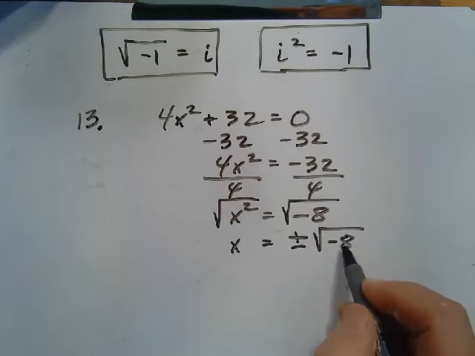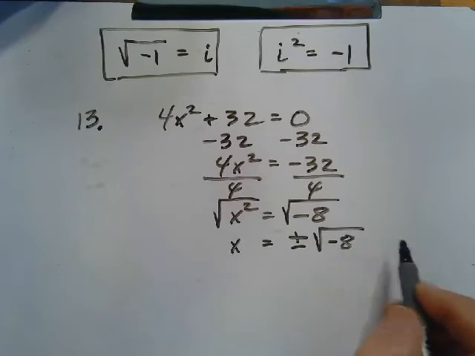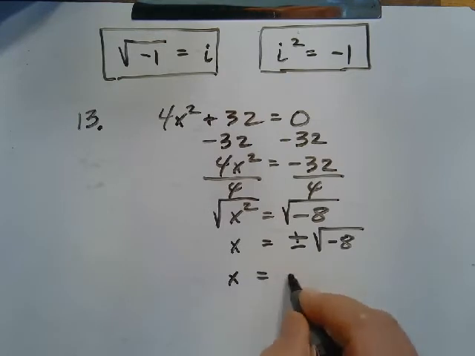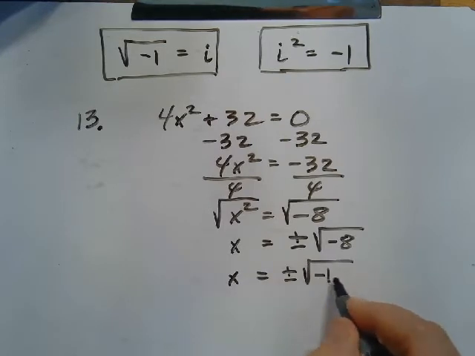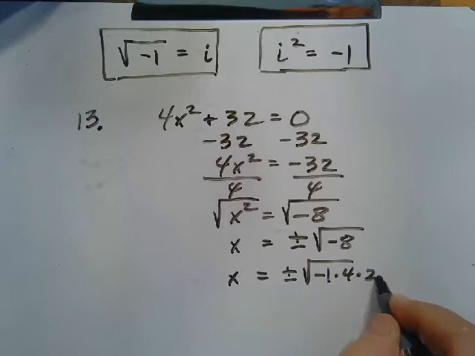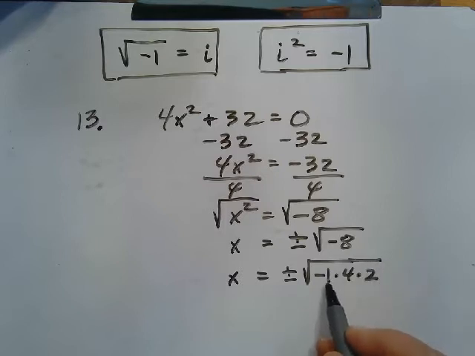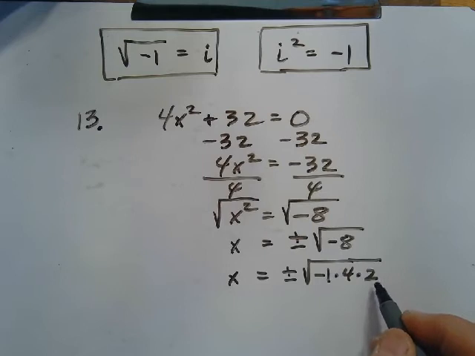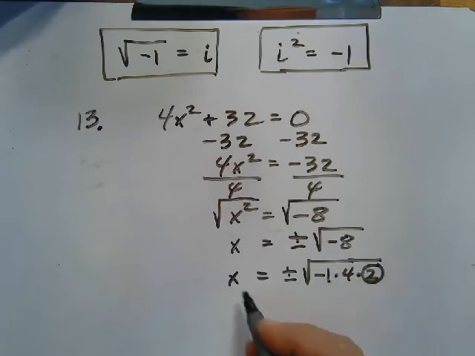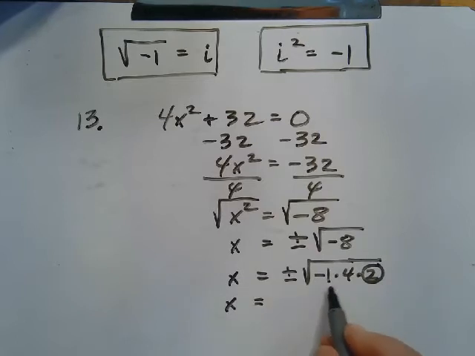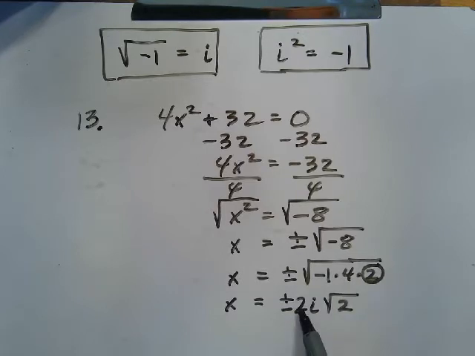Well, let's break this -8 up into perfect square factors and then the ones that aren't. This is plus or minus the square root of -1 and 4 and 2. Remember, -1's a perfect square. Today I'm going to just circle the ones that are not coming out. Okay, so this one's not coming out. In the past I've circled the other ones. So this is the square root of 4 is 2 and the square root of -1 is i. So this is plus or minus 2i root 2. Square root of 4 is 2. Square root of -1 is i.